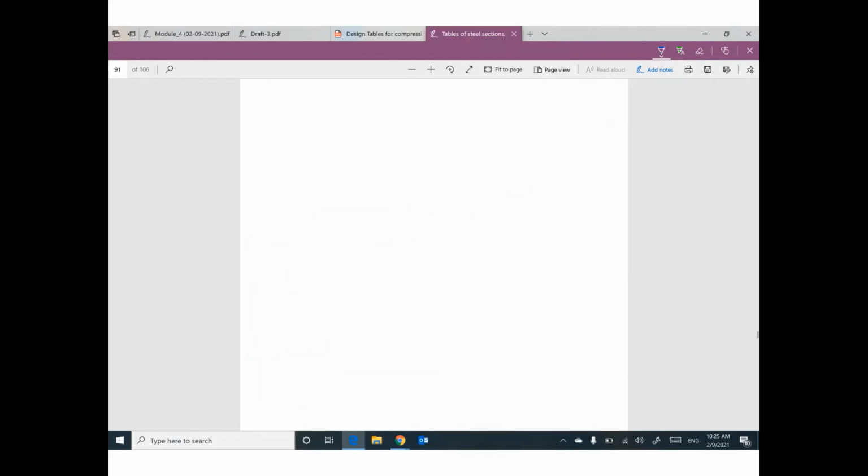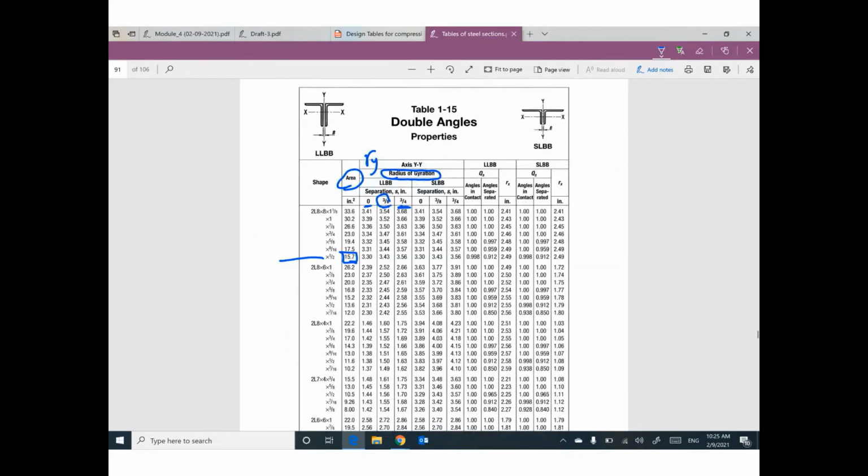So please make sure which table you are using. If you are using tables for double angle, use your number as it is. If you are using a table for one angle, please multiply it by 2 if you are talking about a double angle member.